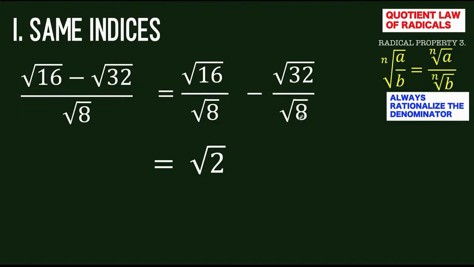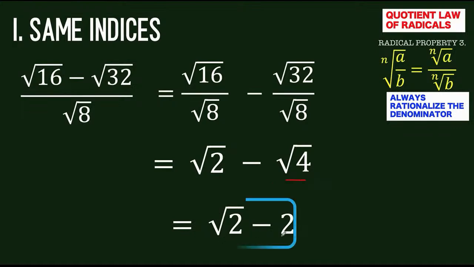Now here, 32 divided by 8 is 4, so this is square root of 4. We know that the square root of 4 is equal to 2, so this still can be simplified as square root of 2 minus 2, and this is our answer.